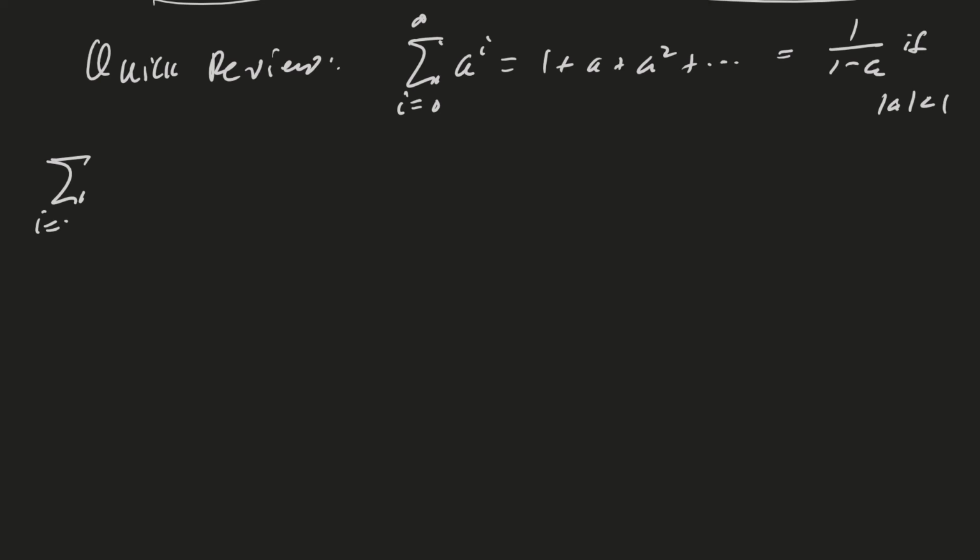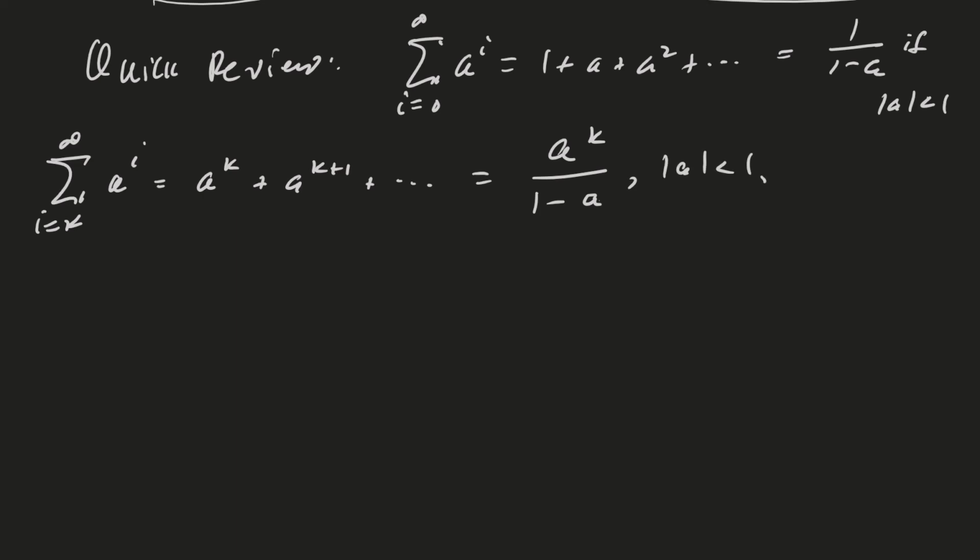And then the only difference if you don't start at 0, but if you just start at the kth power, right, so that would be a to the k plus a to the k plus 1 plus and so on. That sum is going to start with a to the k on top, divided by 1 minus a, and again the restriction is the same, converges absolutely when the absolute value of a is less than 1.